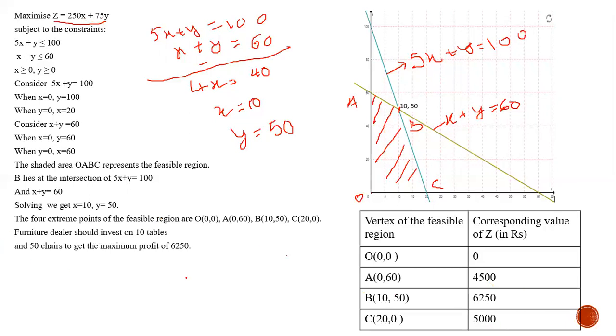For all these corresponding values, we notice that rupees 6,250 is the maximum value. Hence we can say that the maximum profit a furniture dealer would get is rupees 6,250 by investing in 10 tables and 50 chairs. So this is how we can solve the linear programming problem graphically.